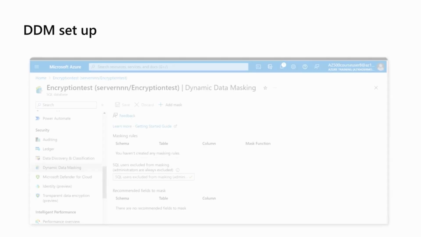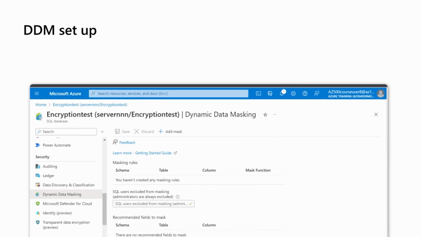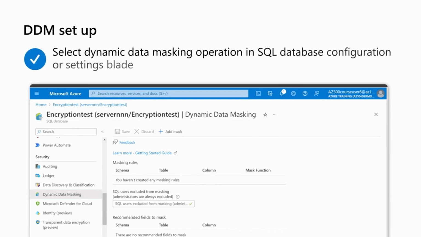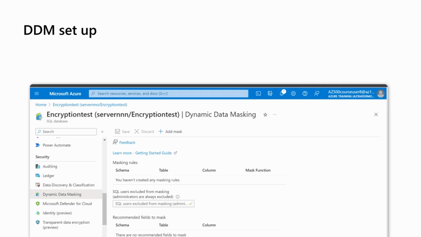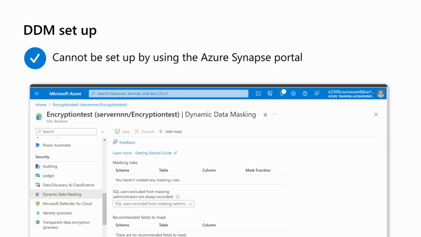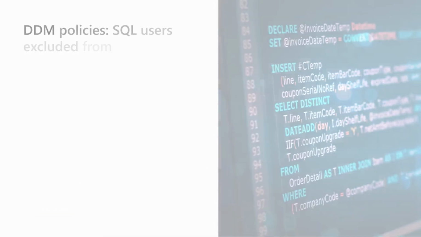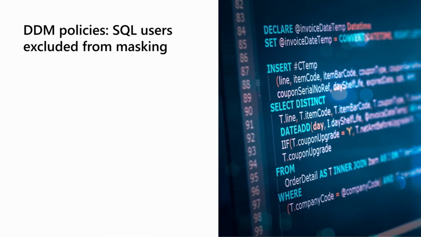Let's quickly revise how to set up DDM. You can set it up in the Azure portal by selecting Dynamic Data Masking Operation in your SQL Database Configuration or Settings blade. You should note that this feature cannot be set up using the portal for Azure Synapse. Let's move on and understand specific DDM policies.